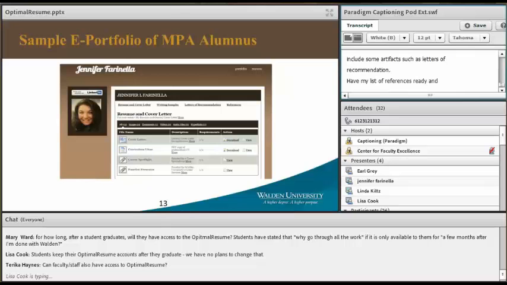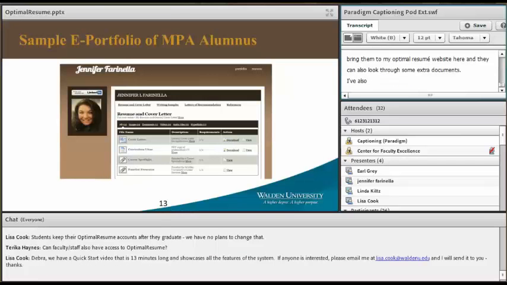So anybody who searches for me on LinkedIn, I was able to link this Optimal Resume directly to my LinkedIn profile. If anybody searches for me out on LinkedIn, they can also click on this link and it will bring them to my Optimal Resume website here, and they can also look through some extra documents. I've also uploaded some papers that had done really well as examples of my writing.